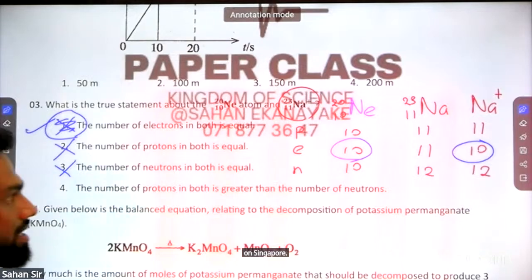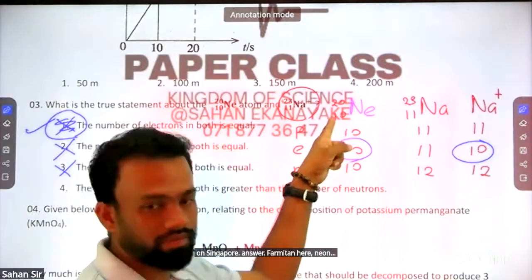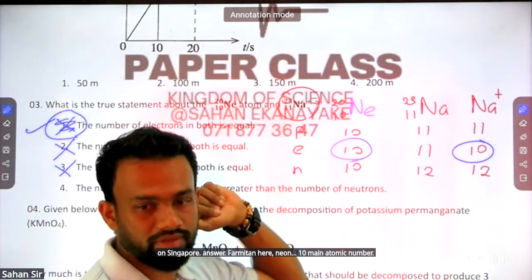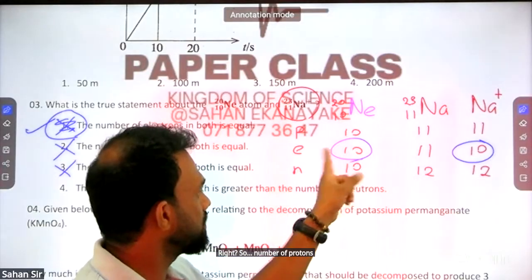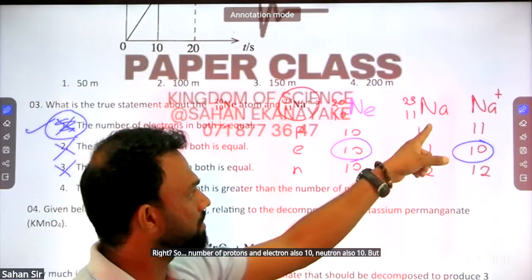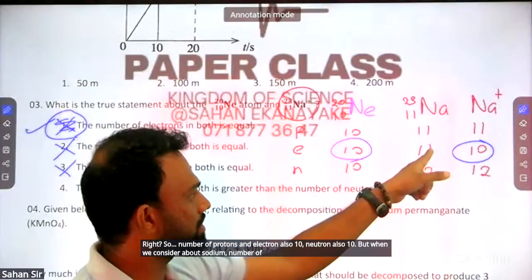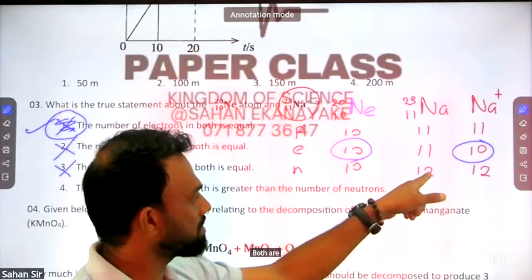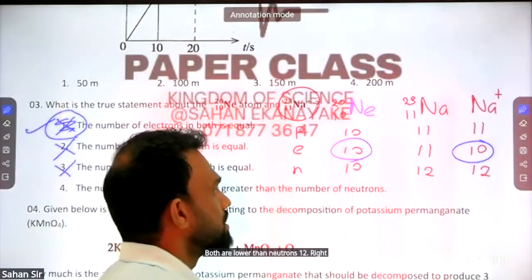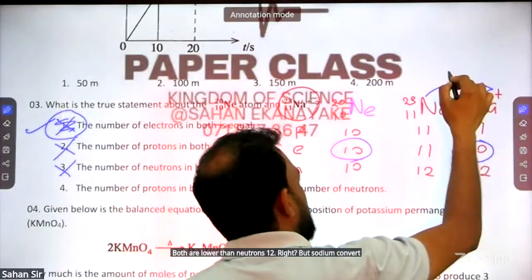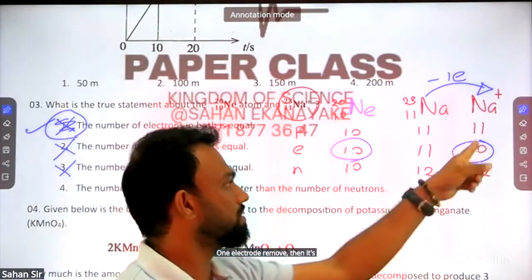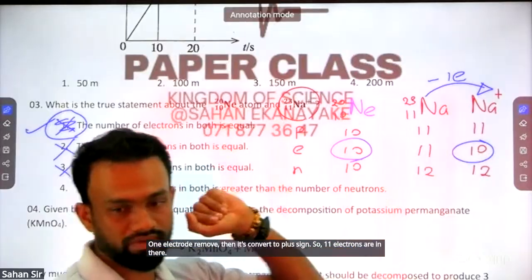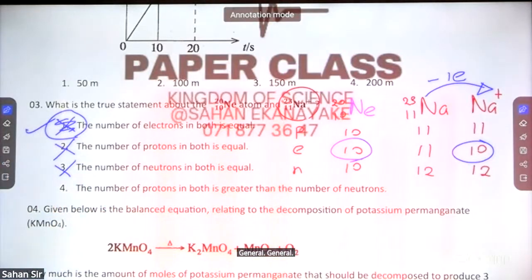Here neon 10 means atomic number, 20 means mass number. So the number of protons is 10, electrons also 10, neutrons also 10. But when we consider sodium, the number of protons and electrons is 11, and neutrons 12. But when sodium converts to a sodium plus ion, one electron is removed. So 11 electrons become 10. Clear?